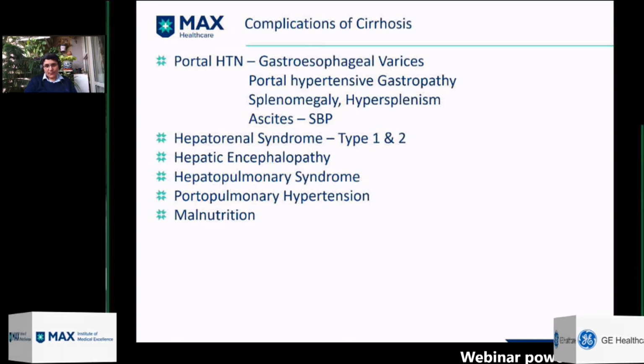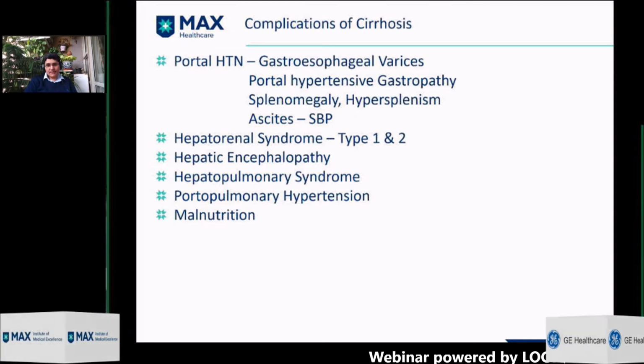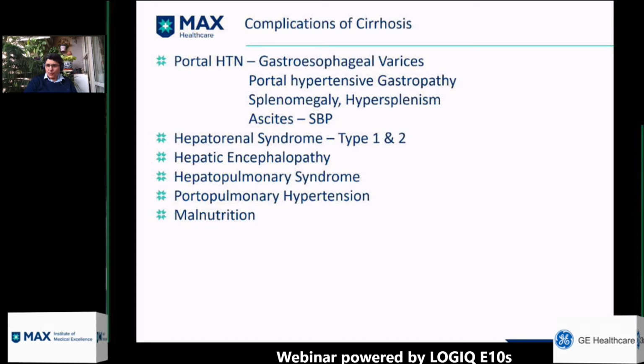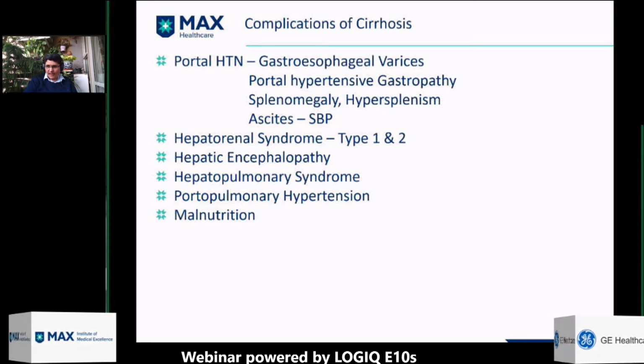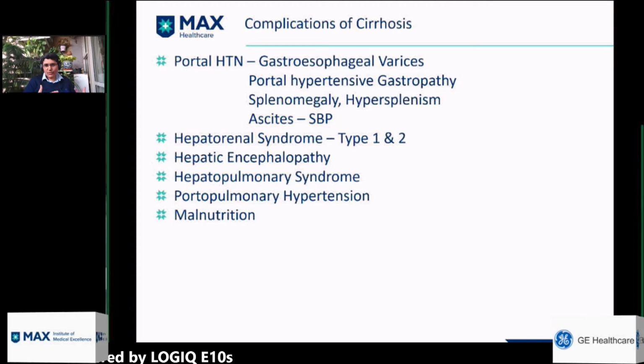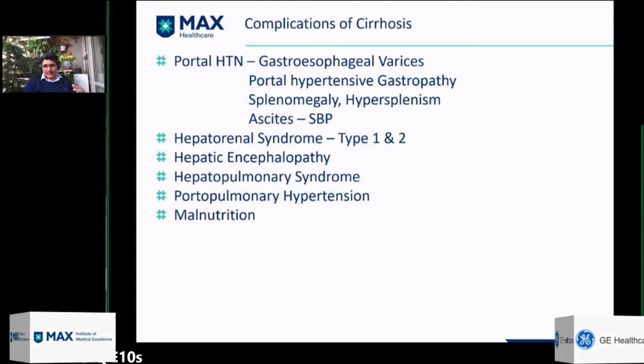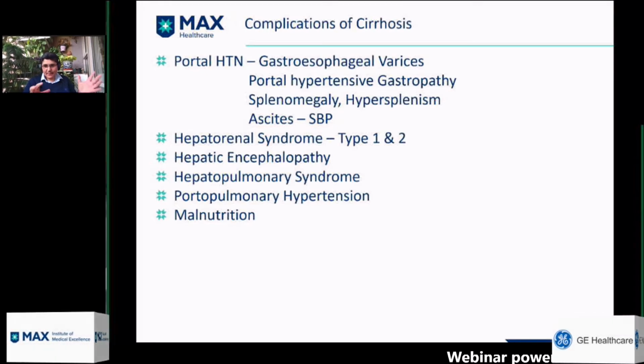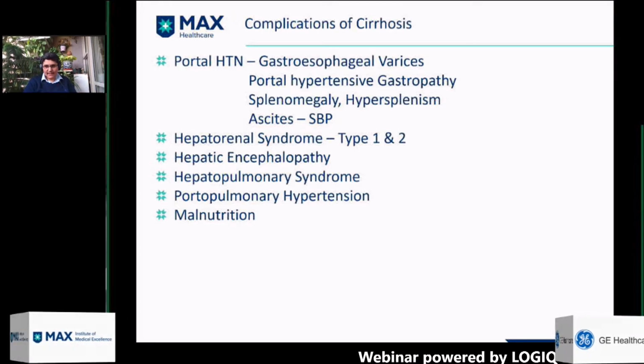Patients can have encephalopathy, hepatopulmonary syndrome, portopulmonary hypertension, and most of these patients are malnourished. There's something like a Spider-Man kind of body. They have a huge abdomen, distended, and the limbs are very thin because of the muscle wasting and all that. It's like a spider kind of body habitus that they get into.